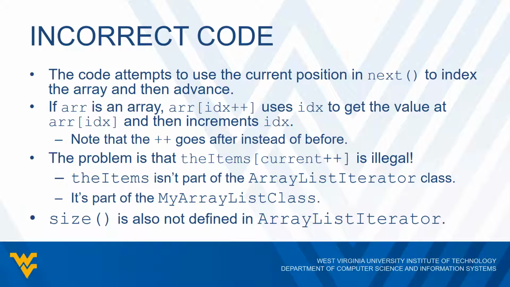Another issue we have is that the size method is also not defined in ArrayListIterator. It's defined in the myArrayList class. So both the items array and the size method that are currently being used in our ArrayListIterator class do not even exist in that class. We're trying to use something that isn't declared there, so Java's going to come back and say, we can't do this. You're going to get compile errors. So how do we fix that? Well, we'll see how that's done in the next class.